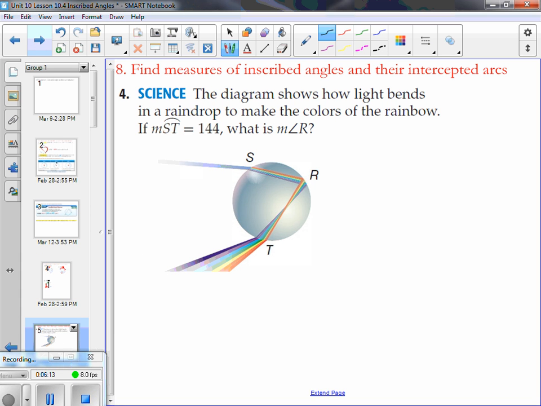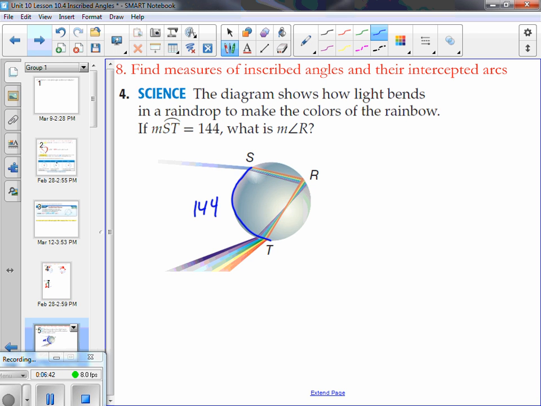All right, number 4. The diagram. And see, now this one's hard, right? Because it's a word problem, so it must be difficult. That was attempted sarcasm. The diagram shows how light bends in a raindrop to make the colors of the rainbow. If the measure of arc ST equals 144, so arc ST 144, what's the measure of angle R?